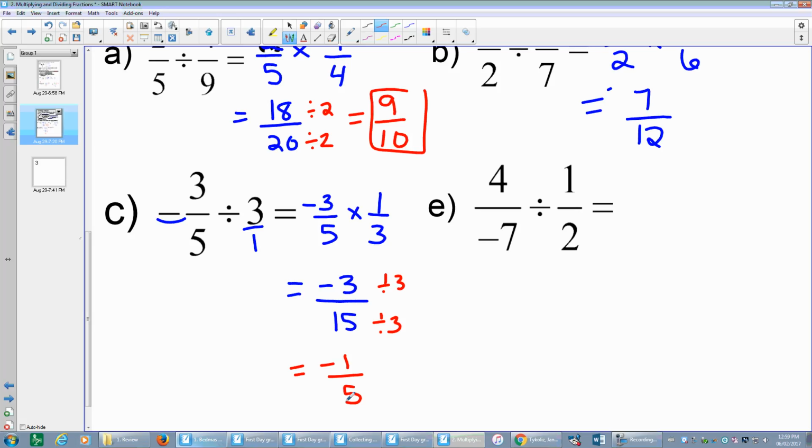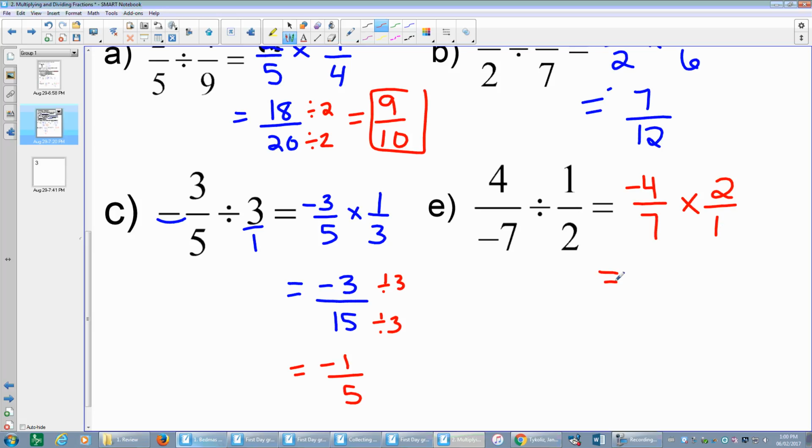Okay, our last example here for the day. It says 4 over negative 7 divided by 1 over 2. Well, what do I have to do here? I have a negative sign in the denominator. I'm actually going to move that to the top. So I'm going to take negative 4 over 7. It's the exact same thing. So did I change the first fraction? No. Step 2, change the middle sign to multiplication. And step 3, I flip the second fraction.